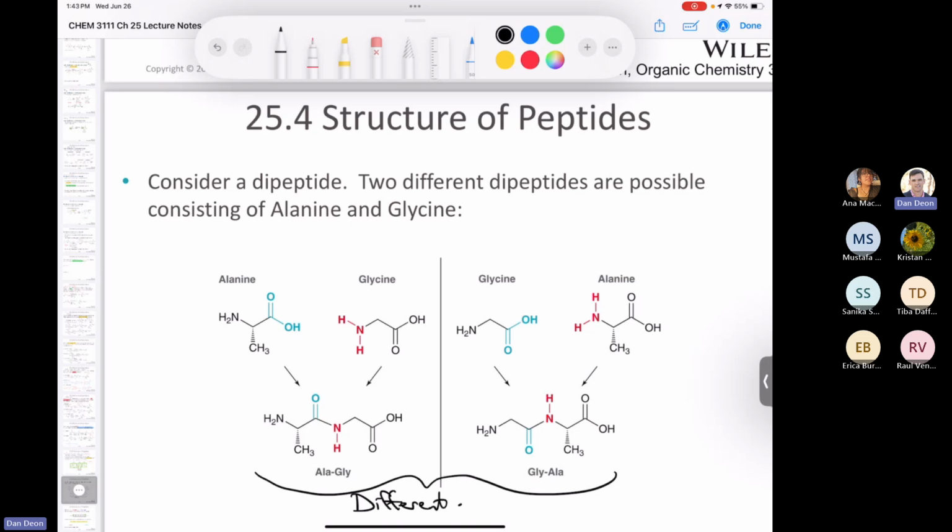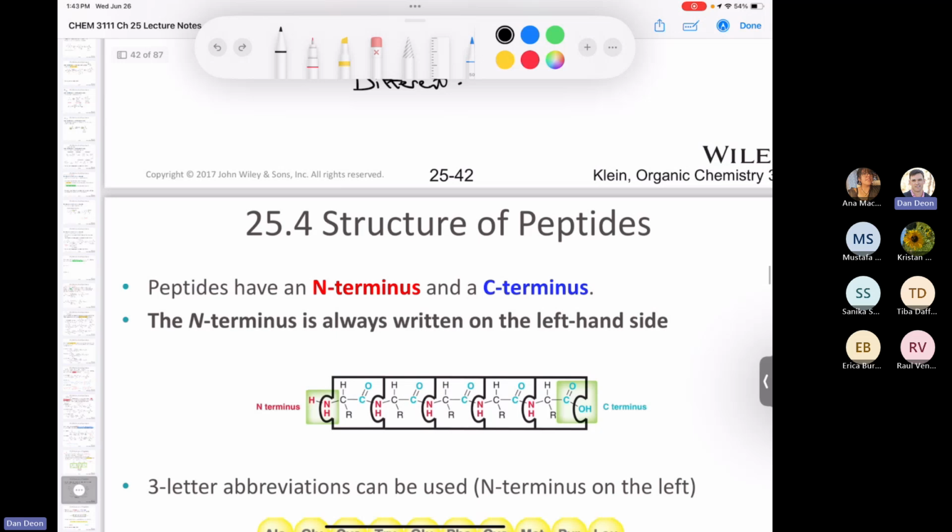And so what if we wanted to just make one specific compound? How would we do that? Well, we're going to see that in a little bit. But before we get into that, we're going to get into some more background.